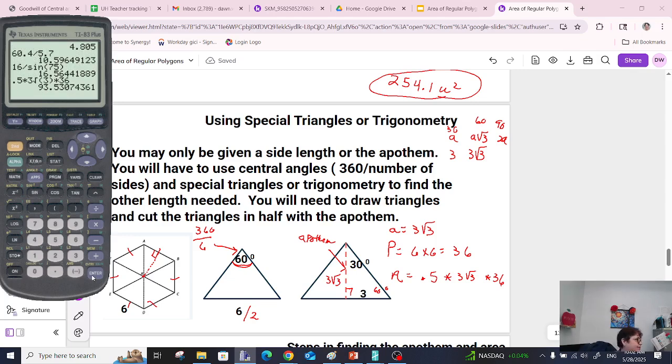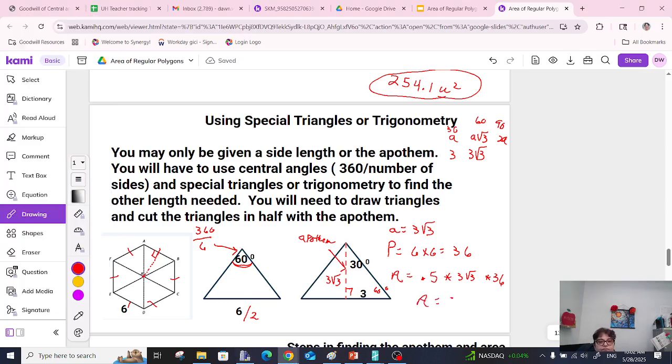Now I can round. I wouldn't want to get this 3 square root 3 and then round at the end, because then you get what's called rounding errors and you're off by a little bit. But now I can round because I'm done. And the area of this would be 93.5. And since it didn't give me a unit, I'm going to put unit squared. Whatever unit they measured in, it'd be unit squared.